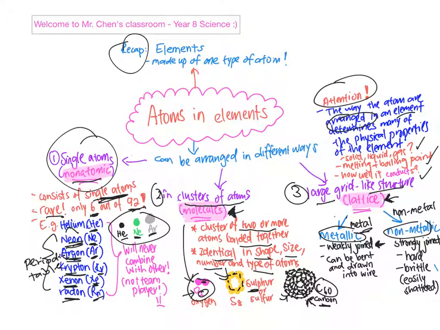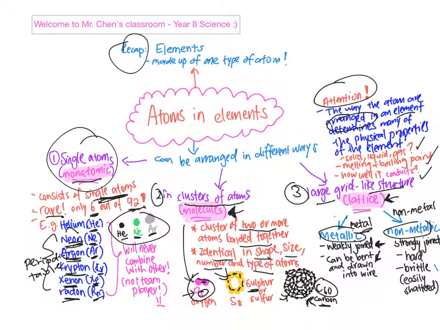When they are weakly joined together, that means each of the grid-like structure, the atoms in there, can be bent and drawn into wire. Okay, that is what gives the metallic lattices its physical properties.